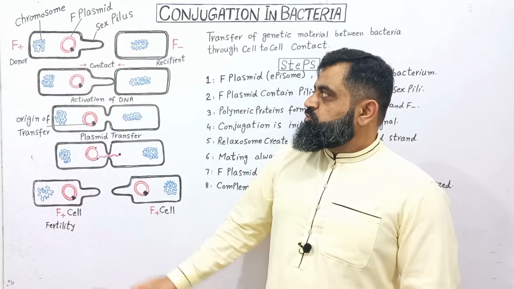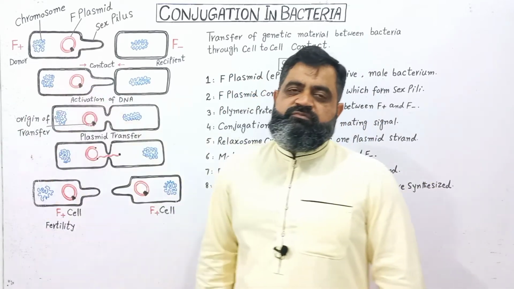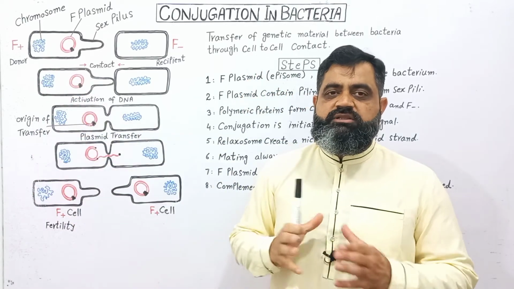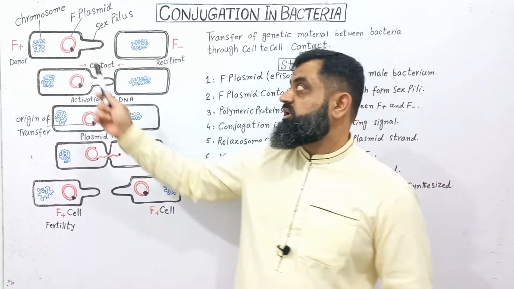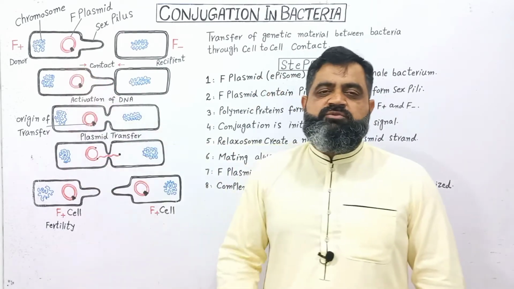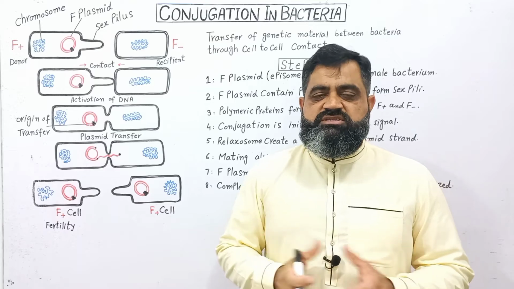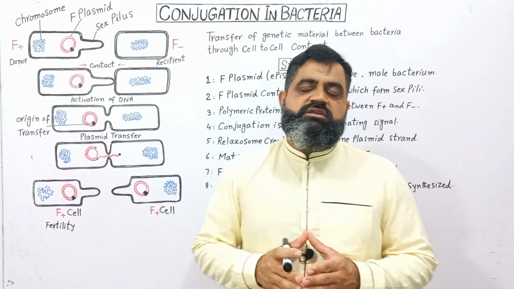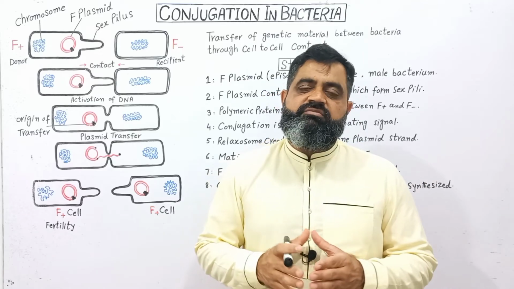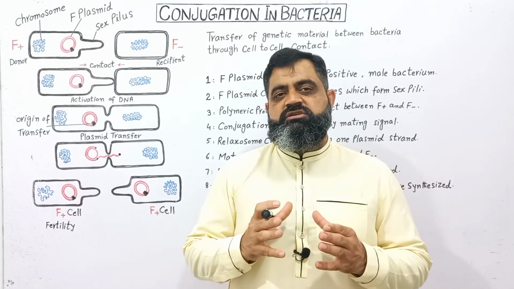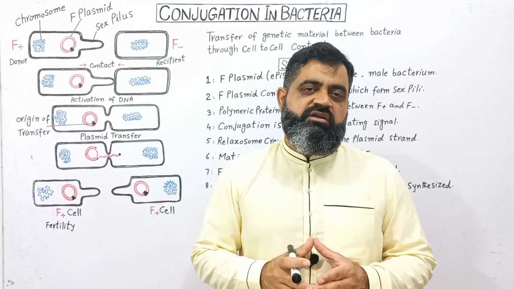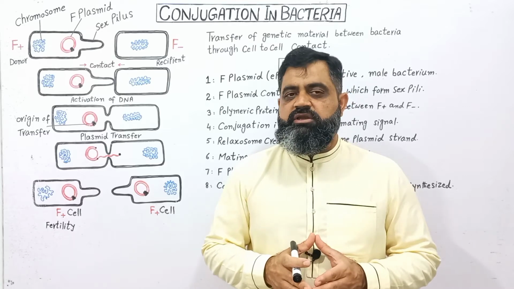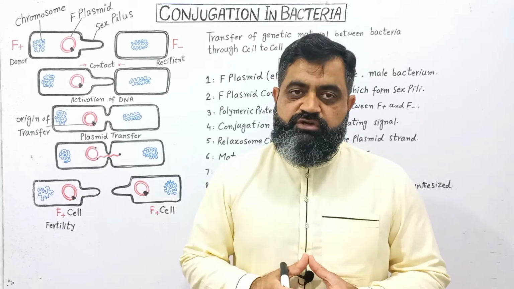An F positive bacterium usually contains two types of DNA. One is the regular chromosome, which is responsible for growth and development, while the other DNA is known as a plasmid, which is responsible for antibiotic resistance. This plasmid is known as F plasmid, and it is also known as F factor, and F means fertility, because a bacterium which contains this factor has the ability to do conjugation. If this factor is not present in a bacterium, then it is not able to do the process of conjugation.